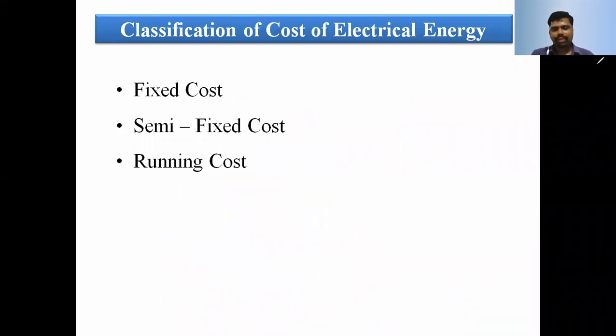The costs are classified into 3 types: fixed cost, semi-fixed cost, and running cost. The fixed cost is independent of the generation of electrical power. The semi-fixed cost is dependent on the generation of electrical power, and running cost is dependent on the number of units generated.